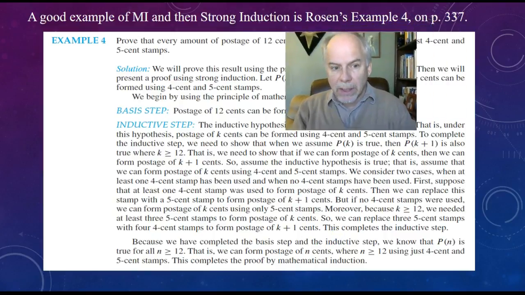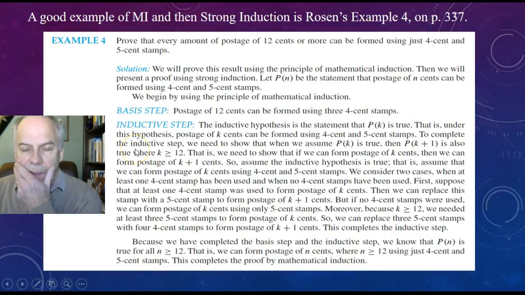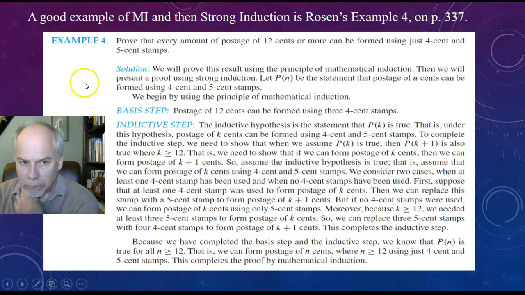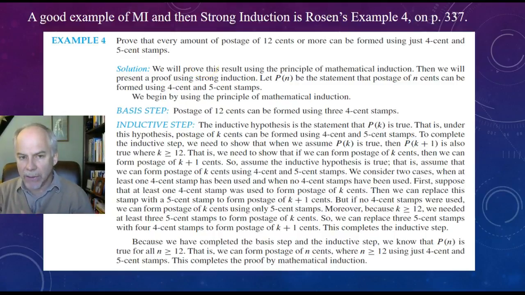Now here's an example that Rosen gives using stamps. It's on page 337. Example 4: prove that every amount of postage of 12 cents or more can be formed using just 4-cent and 5-cent stamps. I'm going to look at the regular mathematical induction first, and after that we're going to look at strong induction.